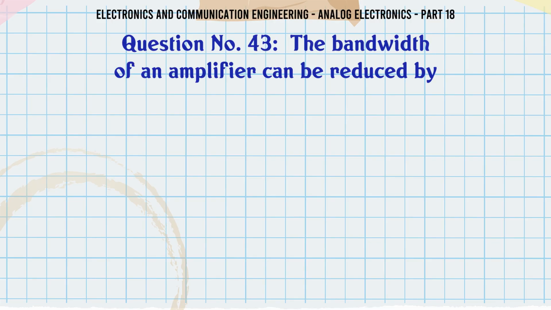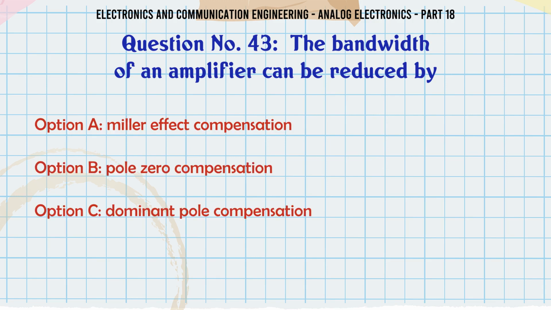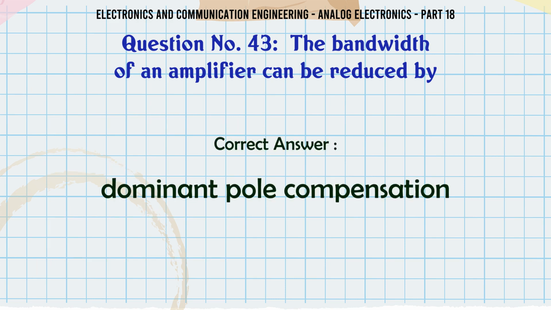The bandwidth of an amplifier can be reduced by A. Miller effect compensation, B. Pole zero compensation, C. Dominant pole compensation, D. Lead compensation. The correct answer is dominant pole compensation.